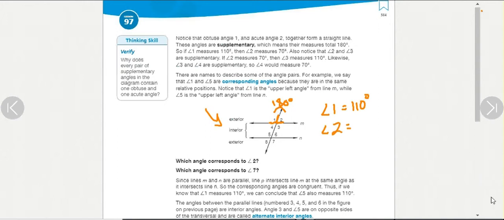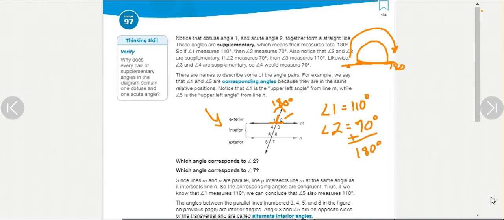So if I say something like angle 1 is 110 degrees and is supplementary to angle 2, you can tell me right now angle 2 is 70 degrees, because together it has to be that 180, because 180 degrees is a straight line. Just check it out in your protractor. It says 0, and then if you go all the way around, this is 180 for the straight line.